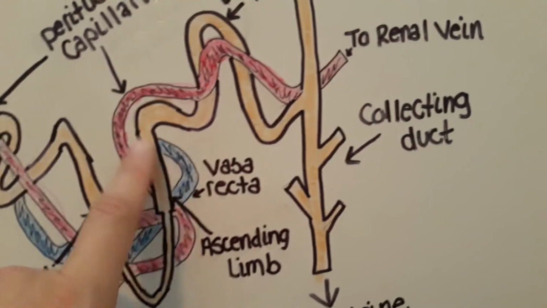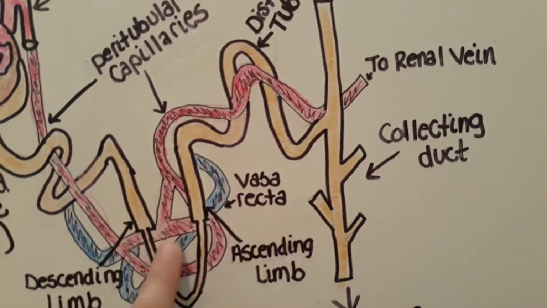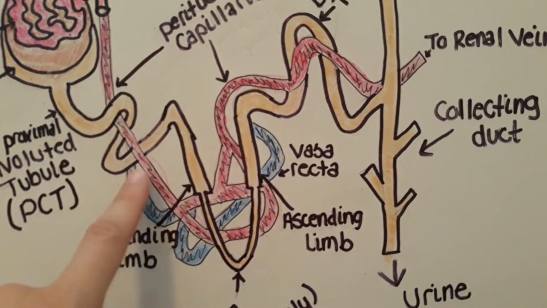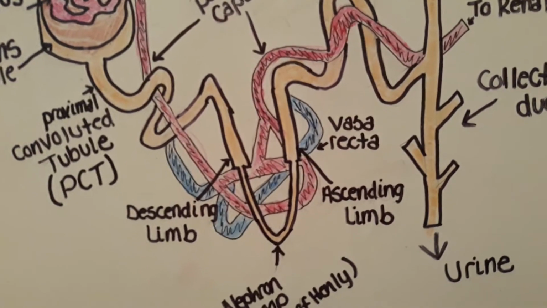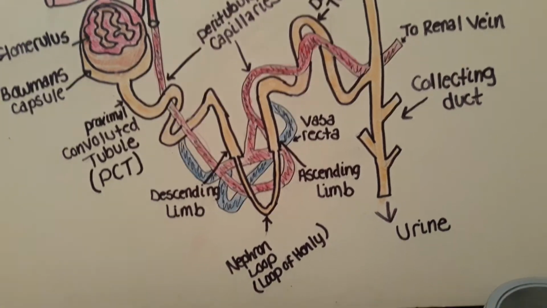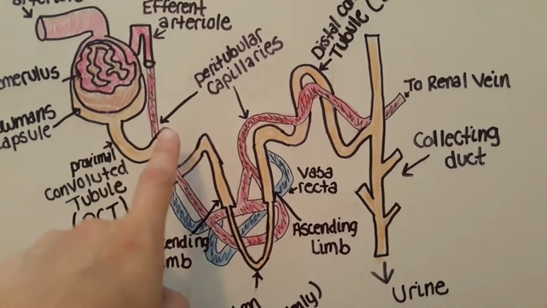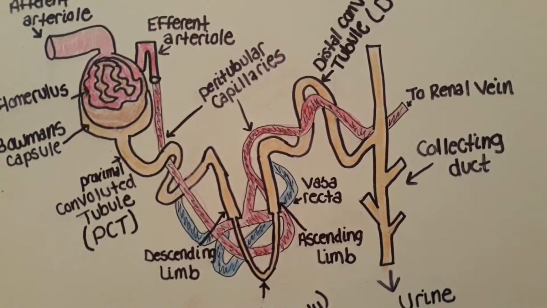So there's also the vasa recta, which is over here, and these are actually blood vessels that are located next to the nephron loop. They maintain the salt concentration in the medulla by receiving the reabsorbed salt and water from the nephron loop right here.